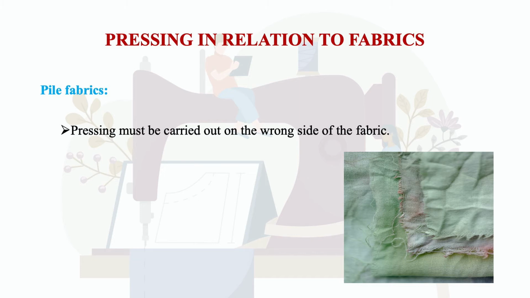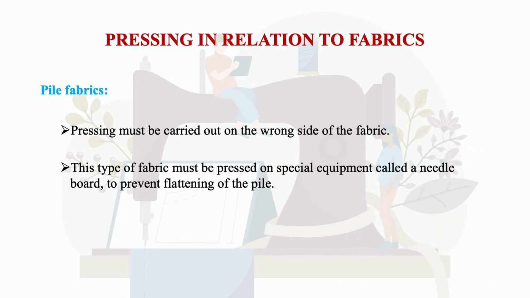The pile fabric. Pile fabric is generally what we use for towels and so on. Pressing must generally be carried out on the wrong side of the fabric, because pressing can damage the right side. This type of fabric must be pressed on special equipment called a needle board to prevent the flattening of the pile.